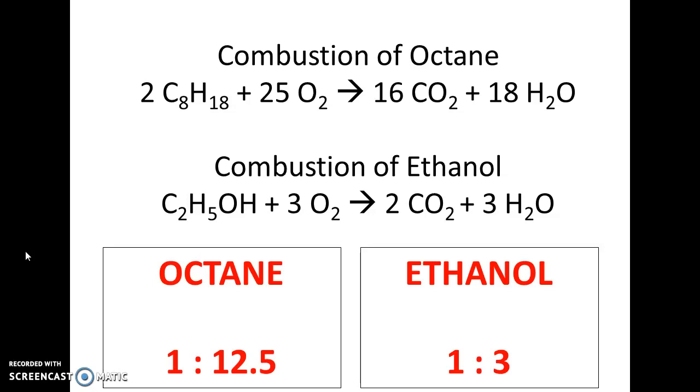a combustion is a combustion. As long as you're burning a hydrocarbon, it doesn't matter what it is, it's going to emit carbon dioxide. So burning ethanol or burning E85 instead of regular gasoline is not putting less carbon dioxide into the atmosphere. That's really not true.